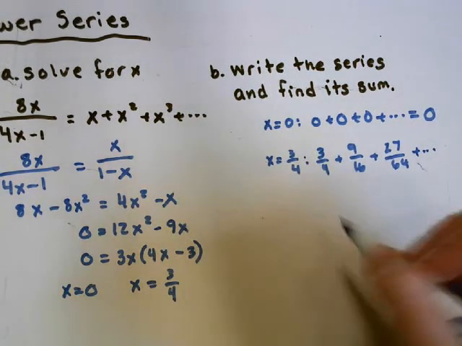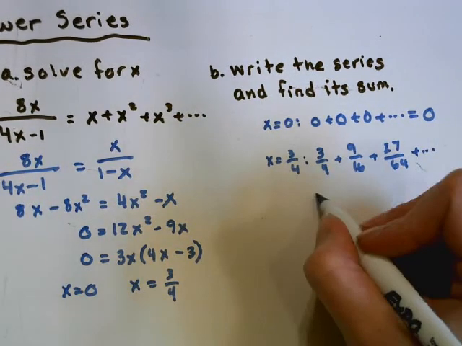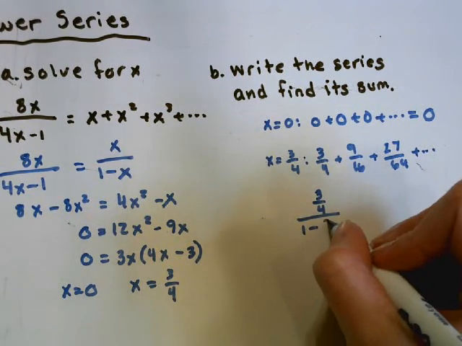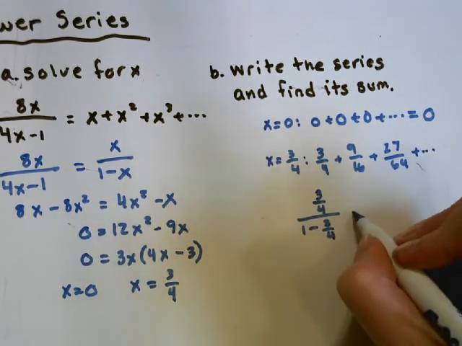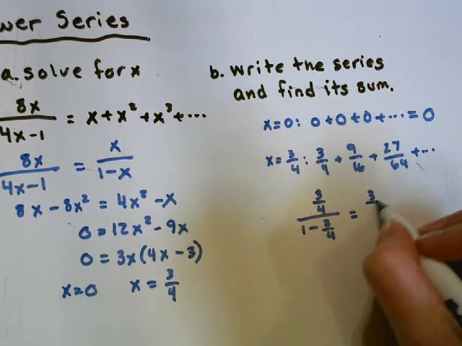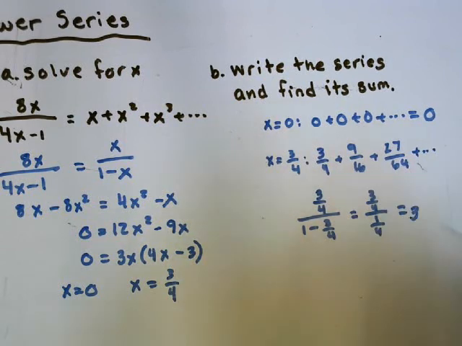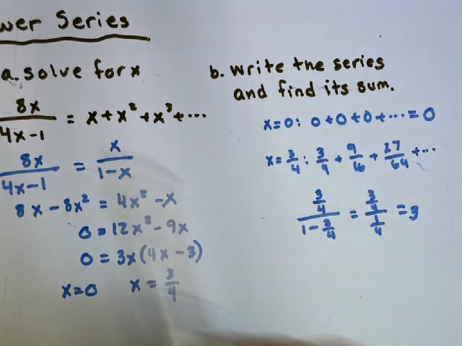The sum then I can plug into the a1 over 1 minus r, so 3/4 over 1 minus 3/4, which would be 3/4 divided by 1/4, which is 3 for my sum. You could also plug it into here and you'd get the same thing. So that is power series.